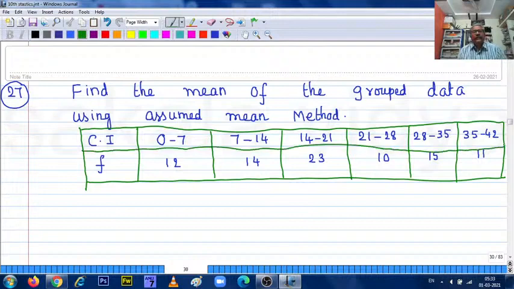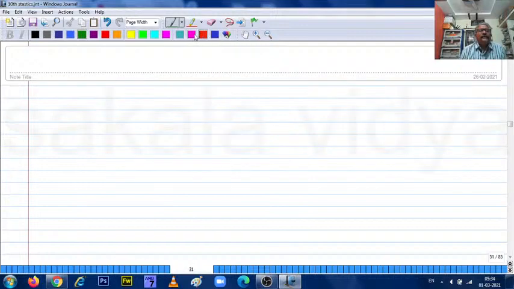Okay, this is the table. For this group of data you need to find out the mean, but here the condition is given: assumed mean method you need to use. Let us find the mean of the group of data using assumed mean method. So let us have a discussion about this one. 27, first let us prepare the table now. 27 solution here.